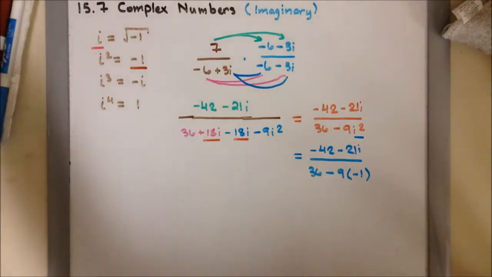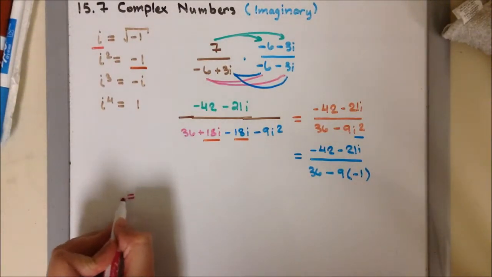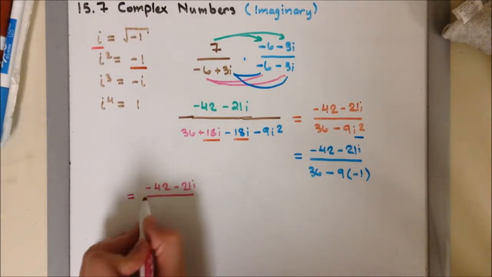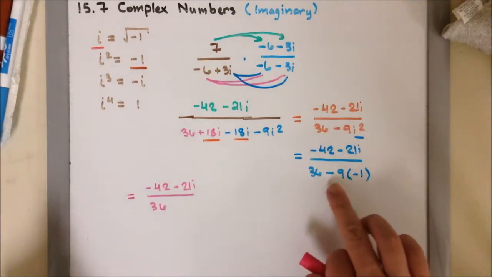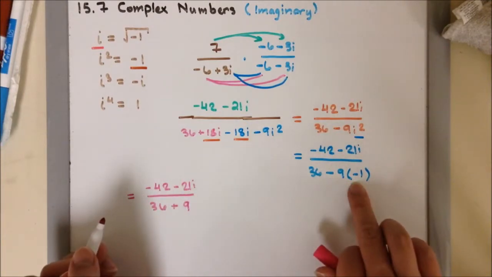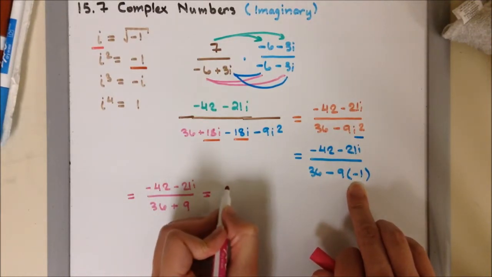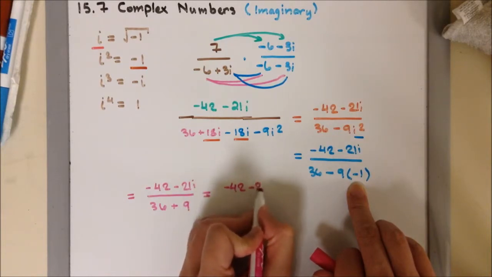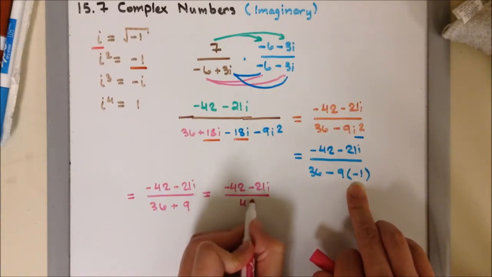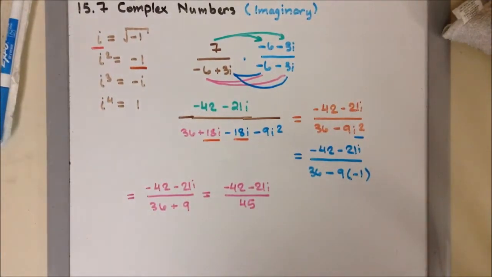And then we can still simplify the denominator, so I'm going to write it over here for more space. Again, my numerator stays the same, negative 42 minus 21i over 36. Now, negative 9 times -1 will be plus 9, because negative 9 times -1 is positive 9. You can simplify the denominator now. Again, the numerator stays the same, negative 42 minus 21i, over 36 plus 9 is 45. Now after that, I'm going to write it in standard form.